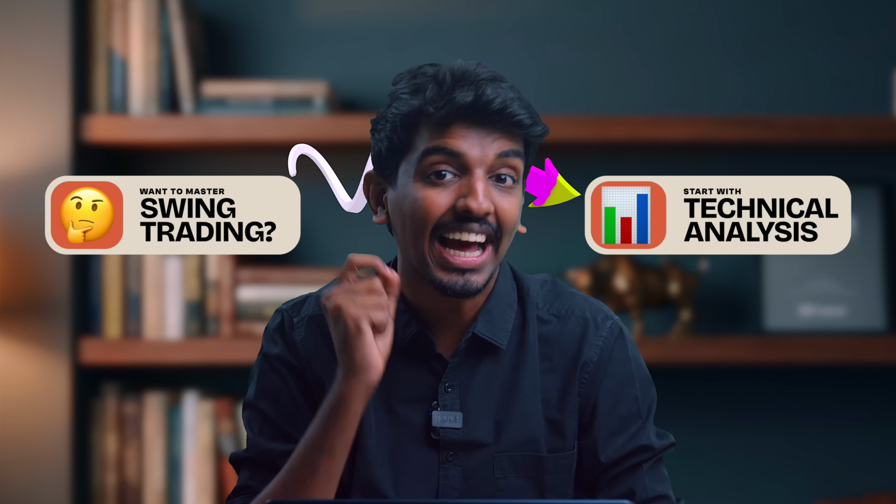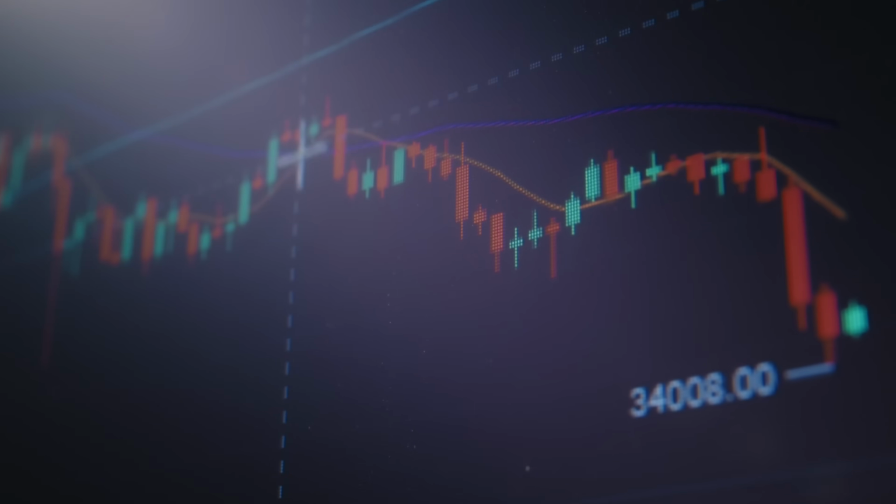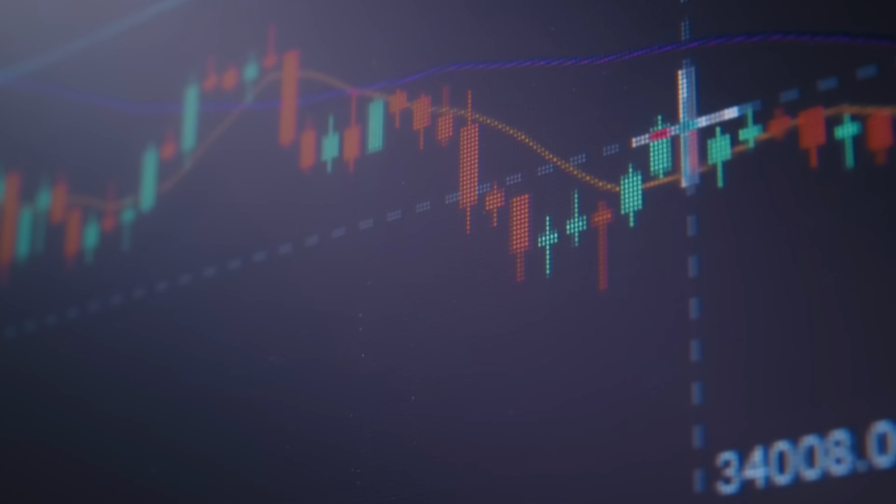To be a good swing trader, you need to be a good technical analyst. But technical analysis is such a vast subject, and even inside that, candlestick analysis, finding good support and resistance zones, even that is such a huge concept.